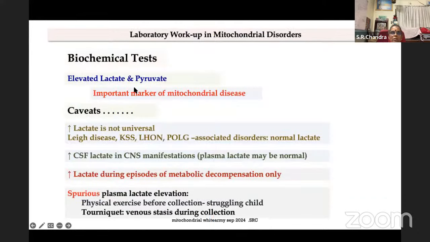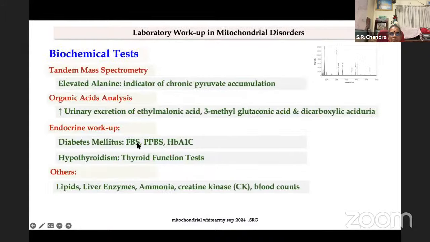Then biochemical test: you do the lactate pyruvate, an important marker of mitochondrial disease. But you have to remember that lactate can be normal. It need not be abnormal always. Only during the acute symptomatic phase, it will be elevated. Other times, it can be normal. Sometimes the blood lactate can be normal. CSF lactate may be elevated. We don't always go and do the CSF. The lactate is elevated during episodes of decompensation only and not otherwise. Or there may be spurious lactate elevation when the collection of the blood sample is defective in a struggling child. So lactate can be elevated without mitochondrial disease. It can be normal with mitochondrial disease. That is what you have to remember.